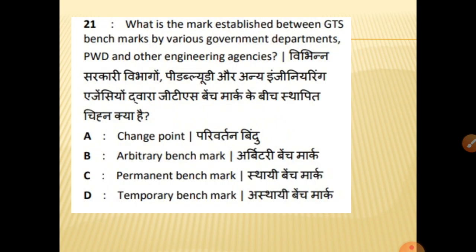21st question. What is the mark established between GTS benchmarks by various government departments, PWD and other engineering agencies? Chain point, arbitrary benchmark, permanent benchmark or temporary benchmark? Option C, permanent benchmarks are the marks established between GTS benchmarks by various government departments, PWD and other engineering agencies.